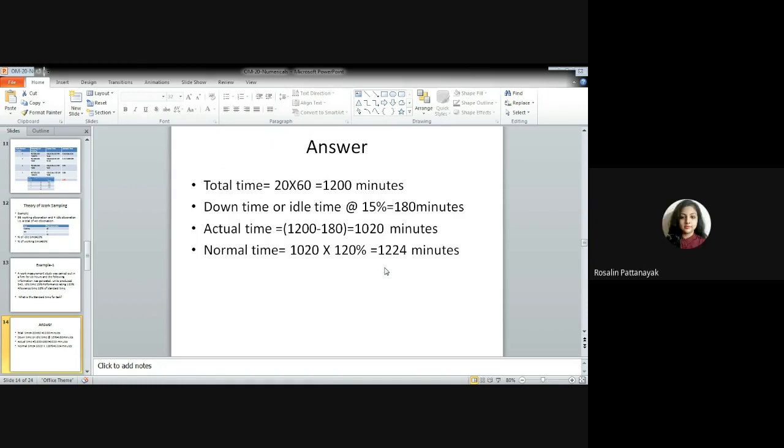Sir, the allowance factor of 10% that is given, where is it used? We will go for that particular part. It is used in case of calculating standard time. Is it clear?